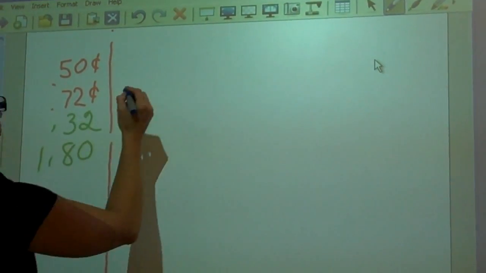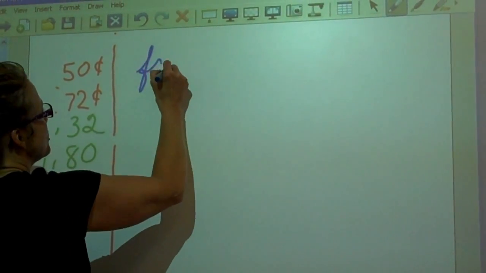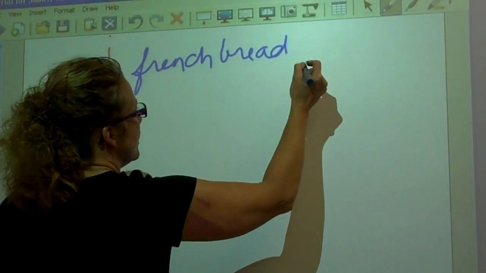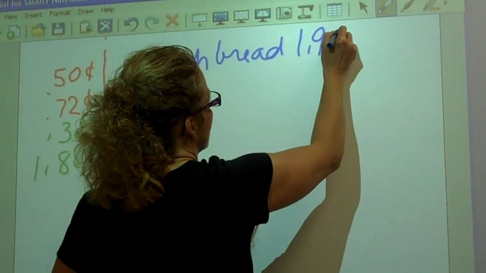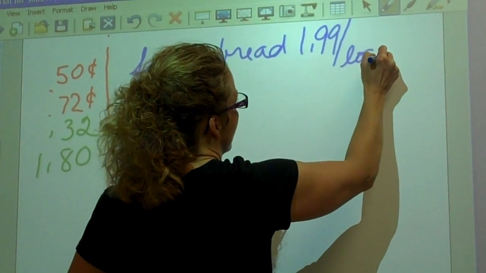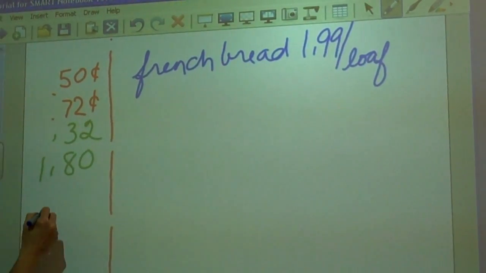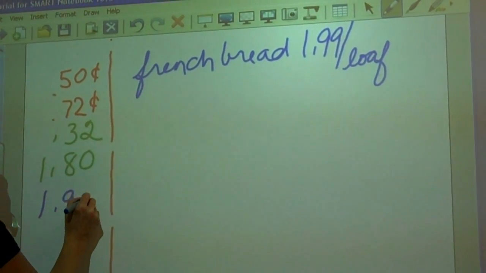The next item we need is French bread. So our French bread is $1.99 a loaf. All right, we need 1 loaf of French bread, so no math.